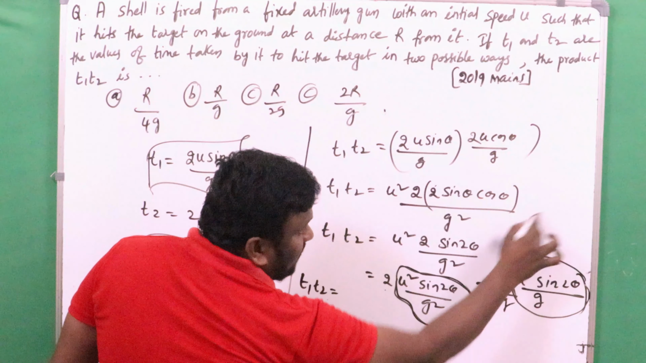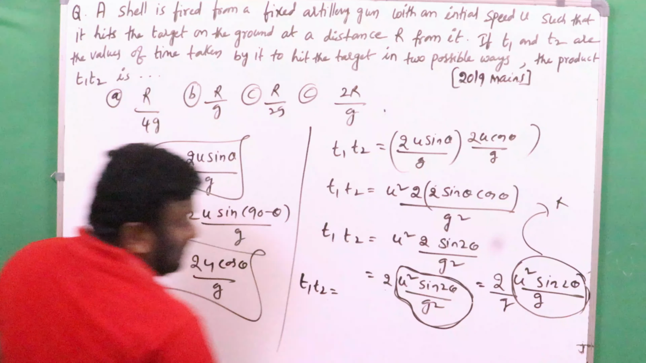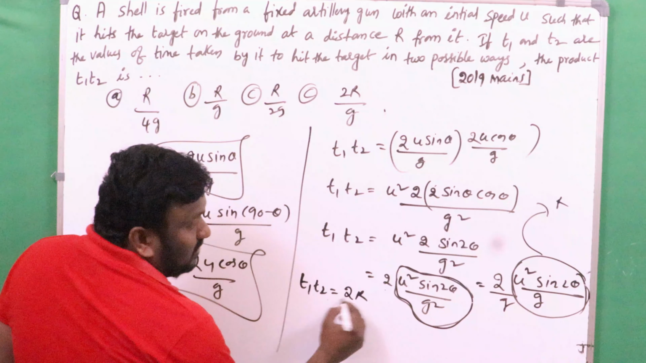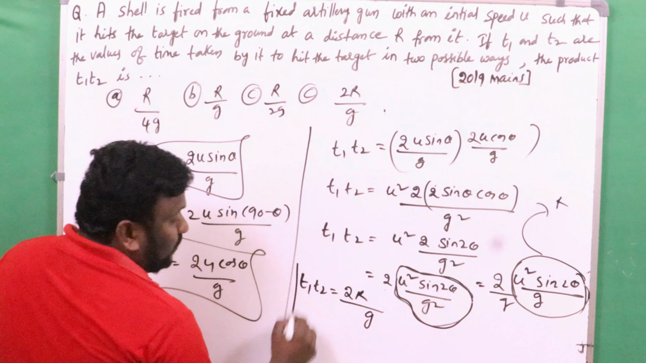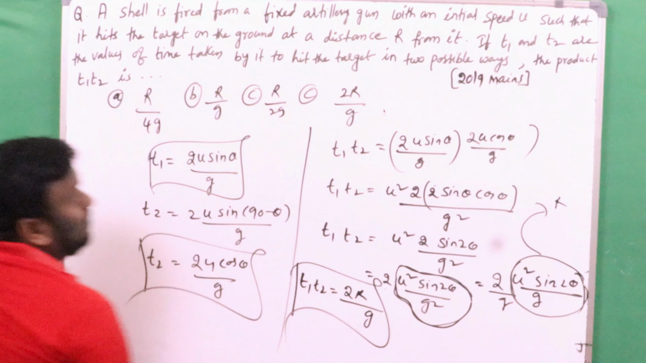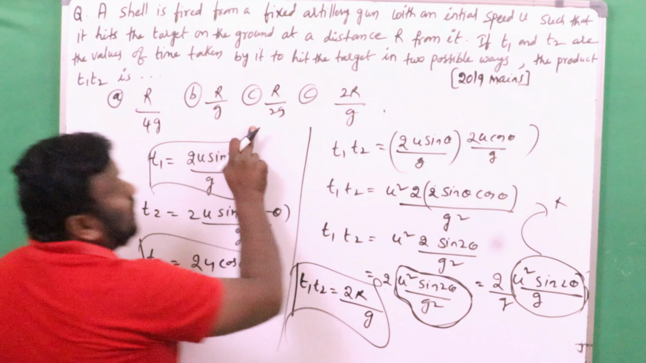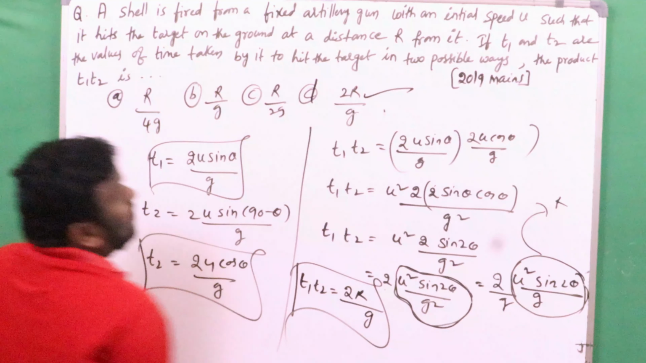u square sin 2 theta by g value is r, the range. That's why here 2r by g. So therefore T1 T2 is equal to 2r by g. That's why among the 4 options, option D is the right one, 2r by g.